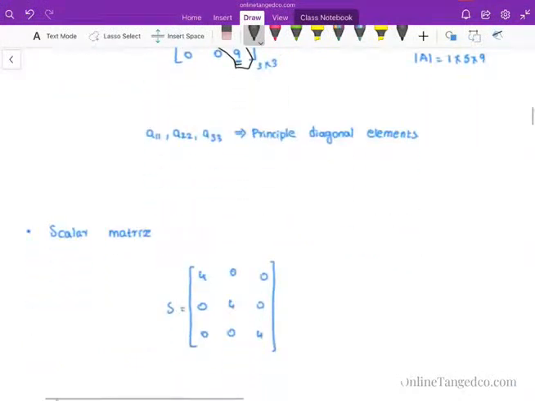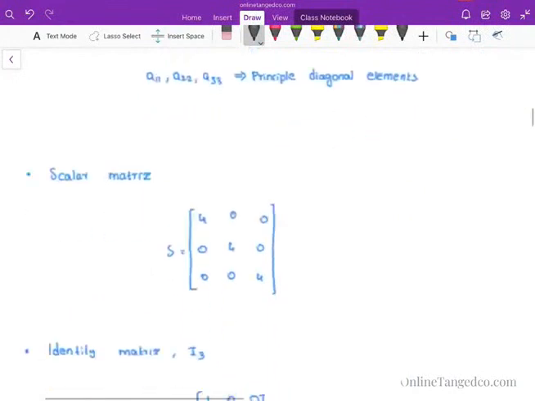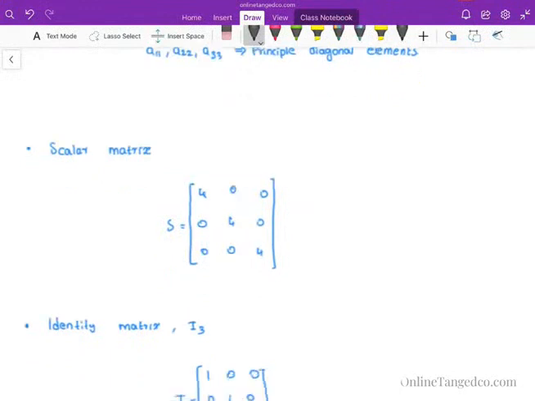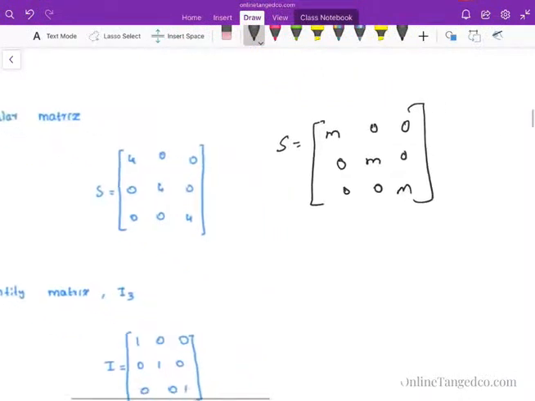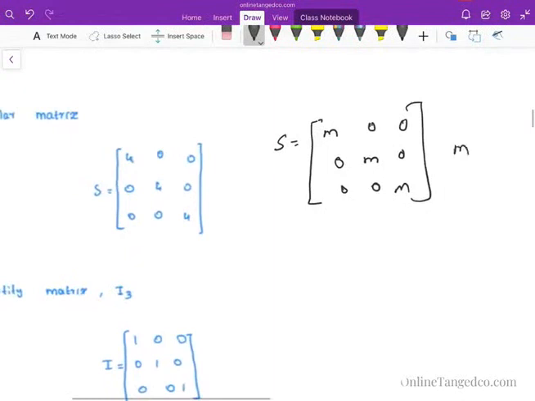Then the scalar matrix. The definition of a scalar matrix is that all the entries of the diagonal matrix are equal, which means S is equal to some number m. This is a scalar matrix. So this m can be anything; it's any real-valued number. m belongs to the real numbers.